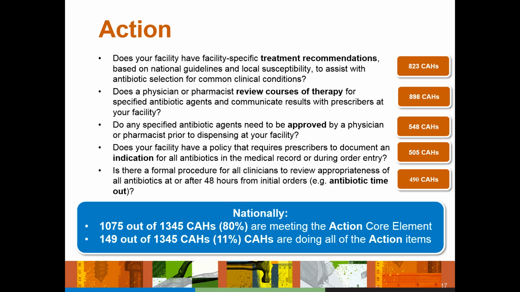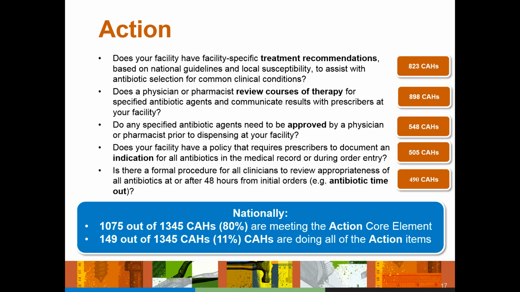So when we did the focus groups, we actually limited those who were invited to those hospitals. If they were part of a larger health system, they needed to have indicated they were doing all 5 of these action steps. And if they were an independent critical access hospital, they needed to have indicated that they were doing at least 4 of them.